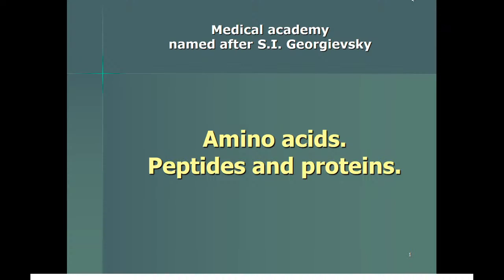And let us continue with the amino acids. There are a few words. 10 minutes left. I want to give you some classification.